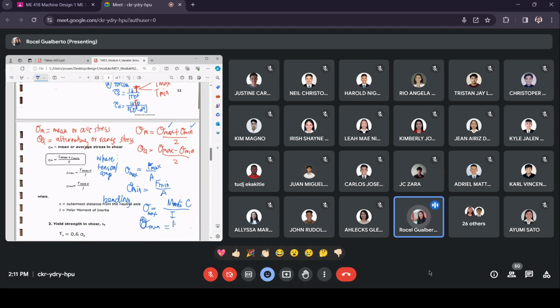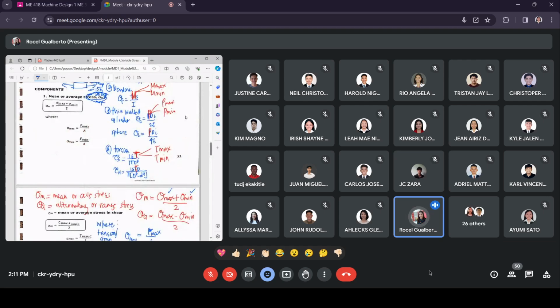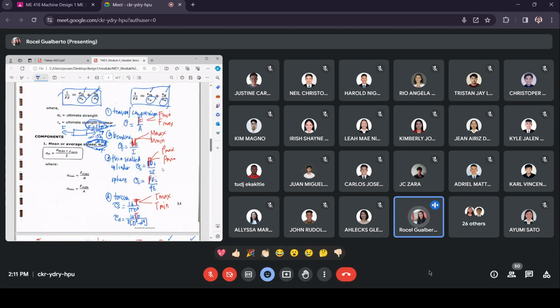This is equal to M minimum C over I. Di ba sabi ko nga po sa inyo, hahanapin mo maximum minimum value. So, ganun din po. So, if you have their thin walled, what would be the equation? Sigma maximum would be P max DI over 2T. Sigma minimum would be P minimum DI over 2T in case it's a cylinder.